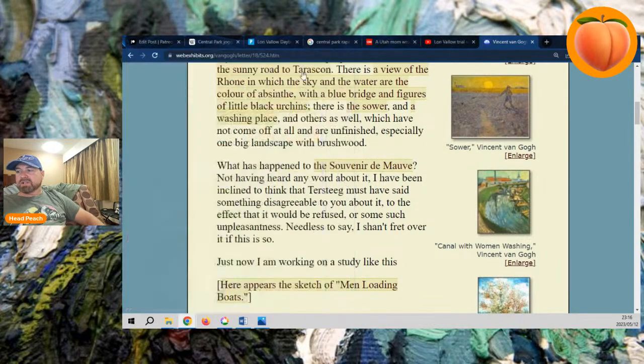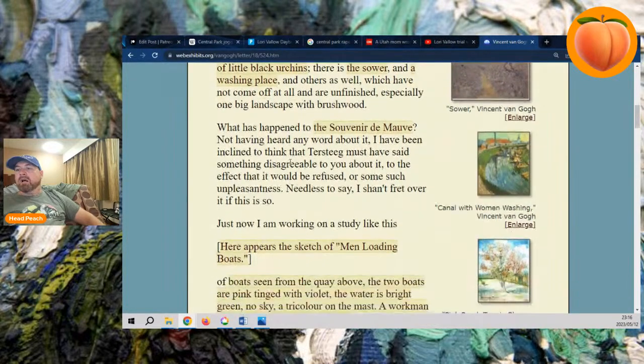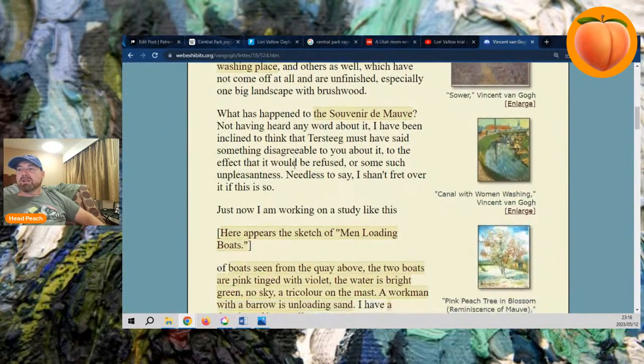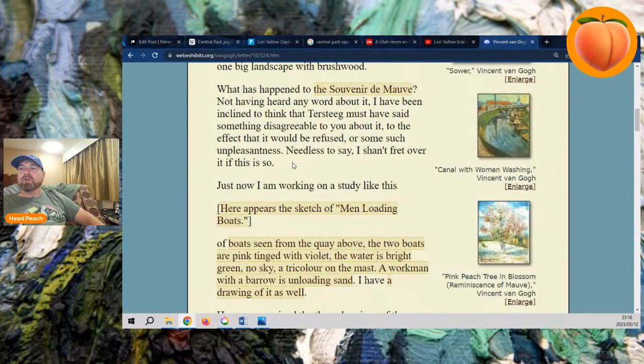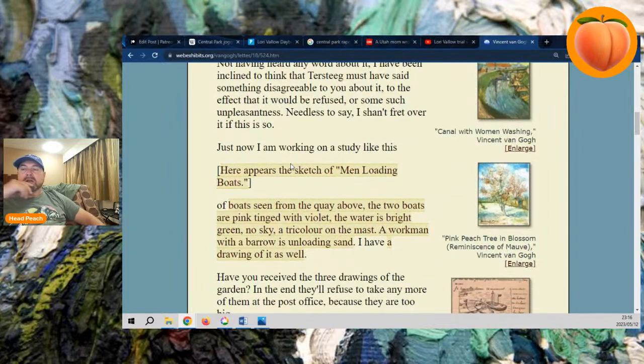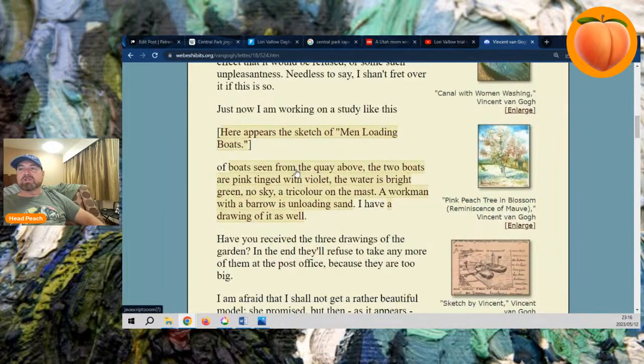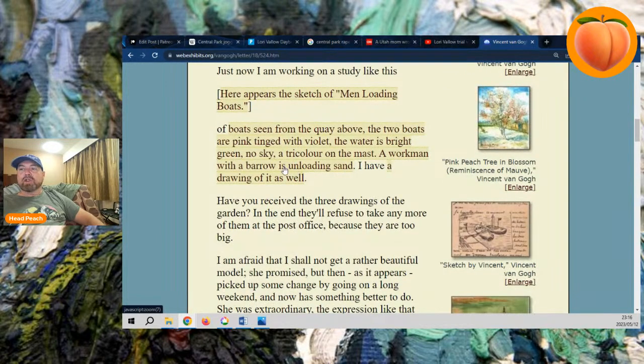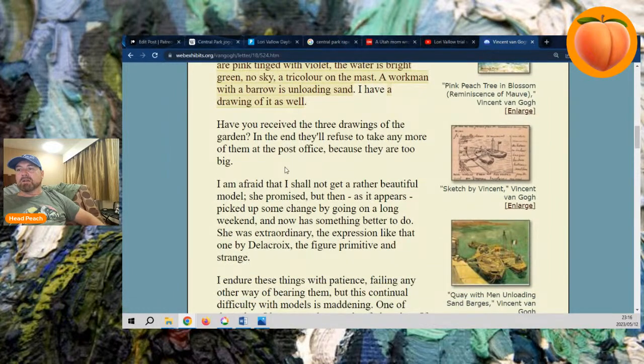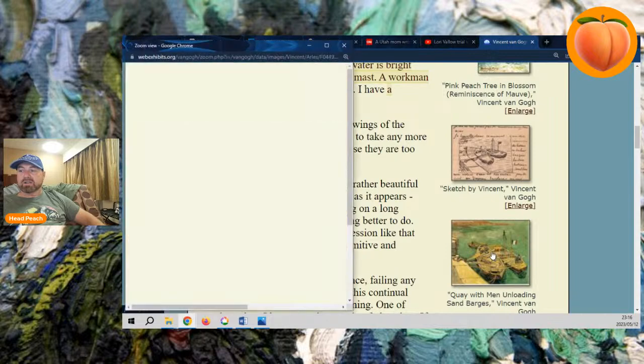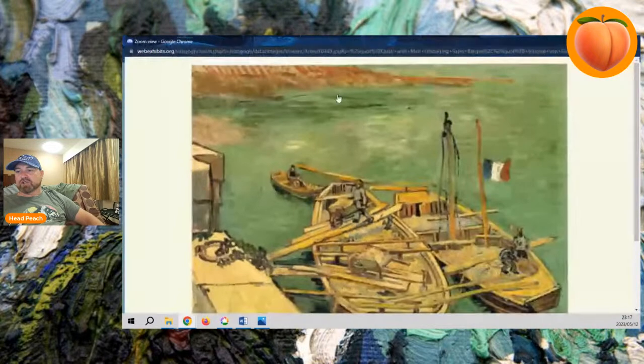Okay, I've actually seen that one before. It says, what has happened to the Souvenir de Mauve? Not having heard any word of it, I've been inclined to think that Tersteeg must have said something disagreeable to you about it, to the effect that it would be refused, or some such unpleasantness. Needless to say, I shan't fret over it if this is so. Just now, I'm working on a study like this. I think he's referring to men loading boats, and this is actually quite a nice picture.